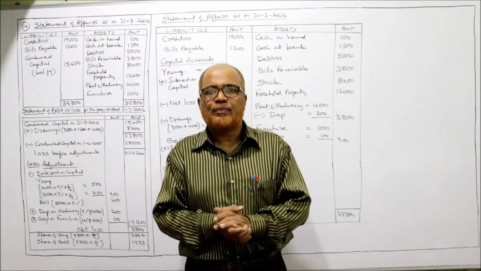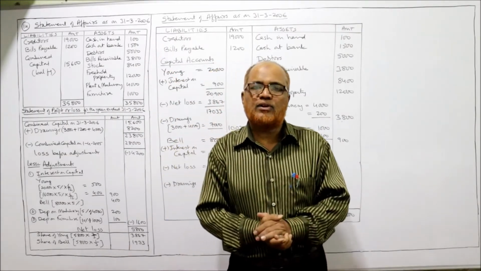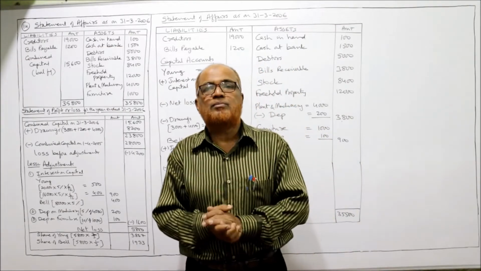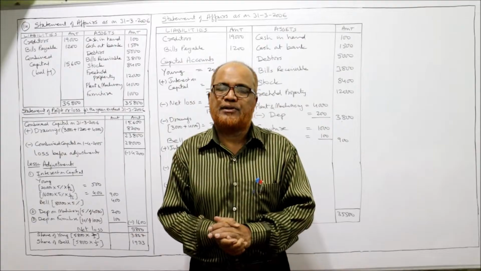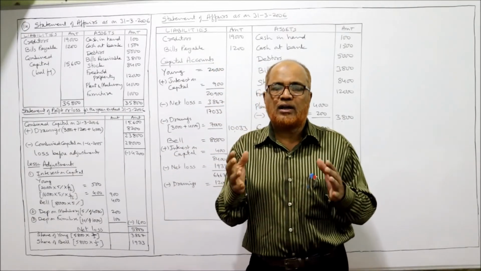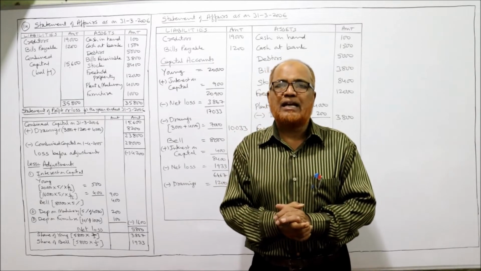There is a procedure. Calculate the capital in the beginning and the capital at the end, and make a statement to find out the profit. Already I have completed 13 main problems and 12 short problems. Hope my regular viewers have already watched those problems. Now you are in a better position to attempt the problem on single entry.